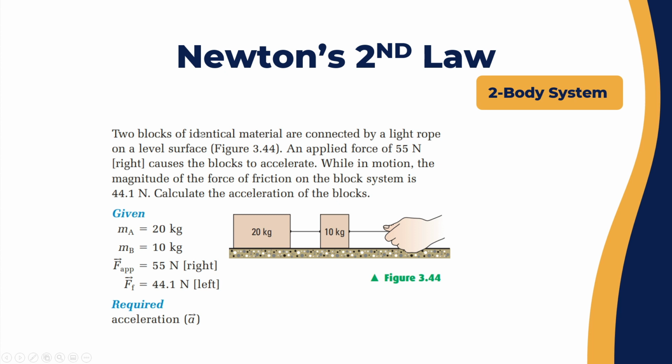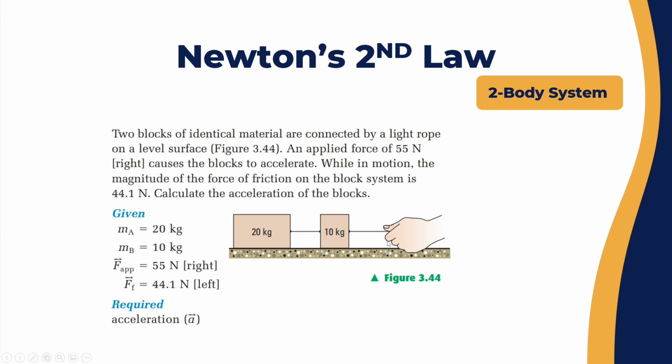You have two blocks of identical material connected by a light rope. In this case, we ignore the weight of the rope. They are on a level common surface, which is this surface. We assume the surface roughness is the same and the friction is the same along the surface. We have a pulling force of 55 newtons to the right, causing the blocks to accelerate. While in motion, the magnitude of the force of friction on the block system is 44.1 newtons.